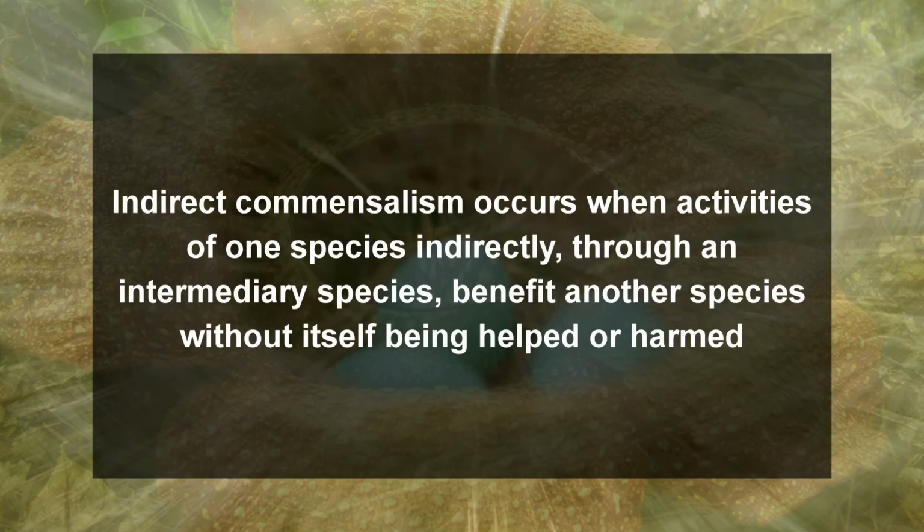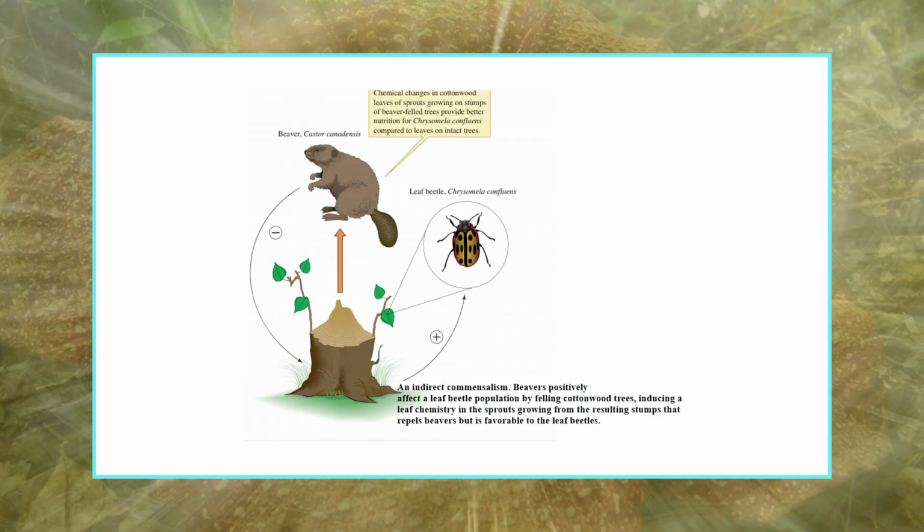Indirect commensalism occurs when the activities of one species, indirectly through an intermediary species, benefit another species without itself being helped or harmed. Gregory Martinsen, Elizabeth Driebe and Thomas Whitham of Northern Arizona University studied an indirect commensalism in which beavers, Castor canadensis, indirectly benefit a herbivorous beetle species, Chrysomela confluens, through their effects on cottonwood trees, Populus species.